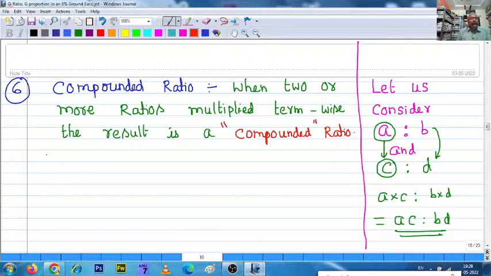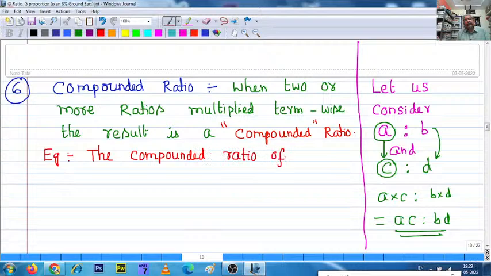Right, now example. Let's have a discussion on an example now. Example: the compounded ratio of A is to B and C is to D.